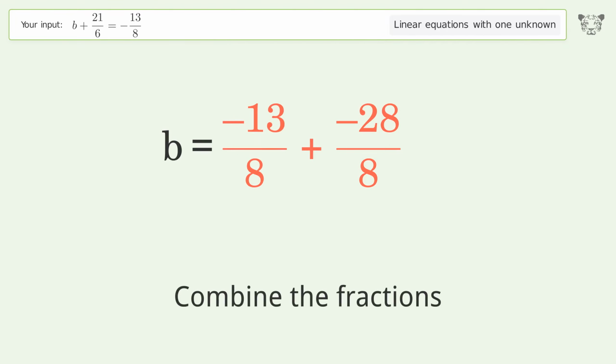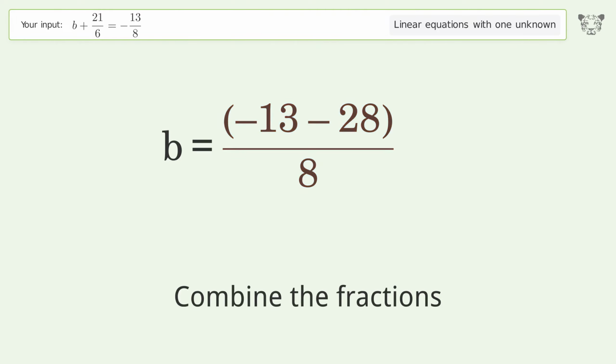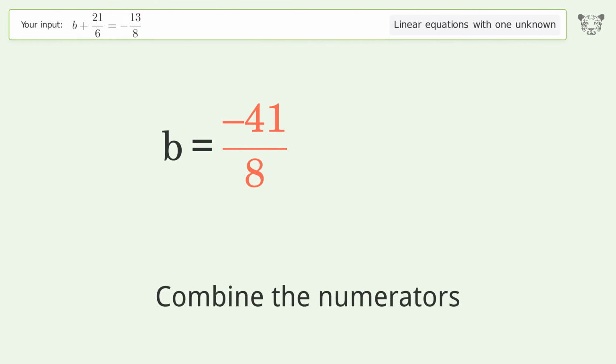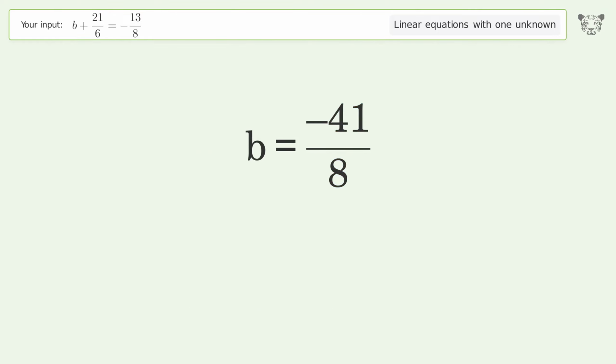Combine the fractions. Combine the numerators. And so the final result is b equals -41/8.